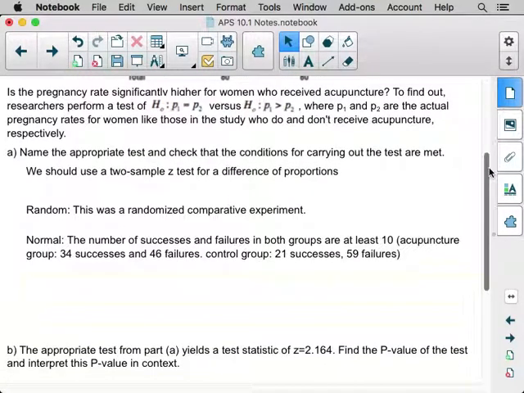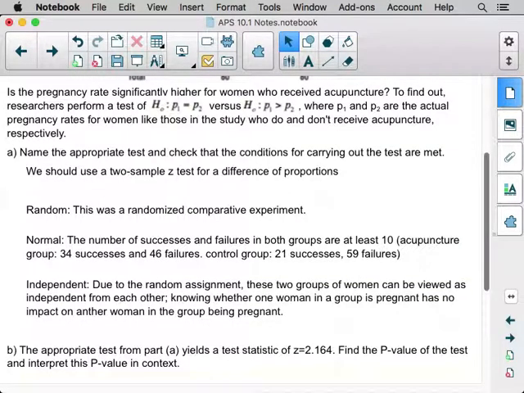And if we're not sampling, are we going to use the 10% rule down here? No, what do we use to justify independence if we're not actually sampling? Because then we don't need the 10% rule. Random assignment. Yeah, the random assignment is what's going to create independence for these groups.